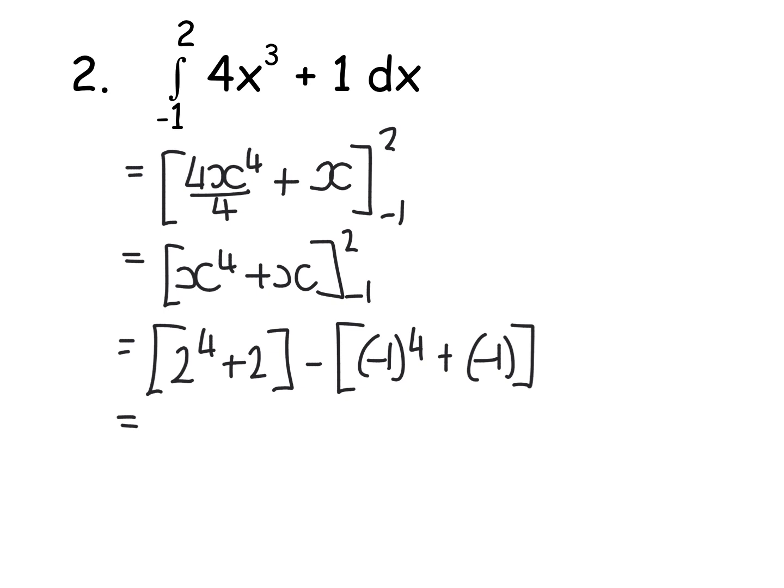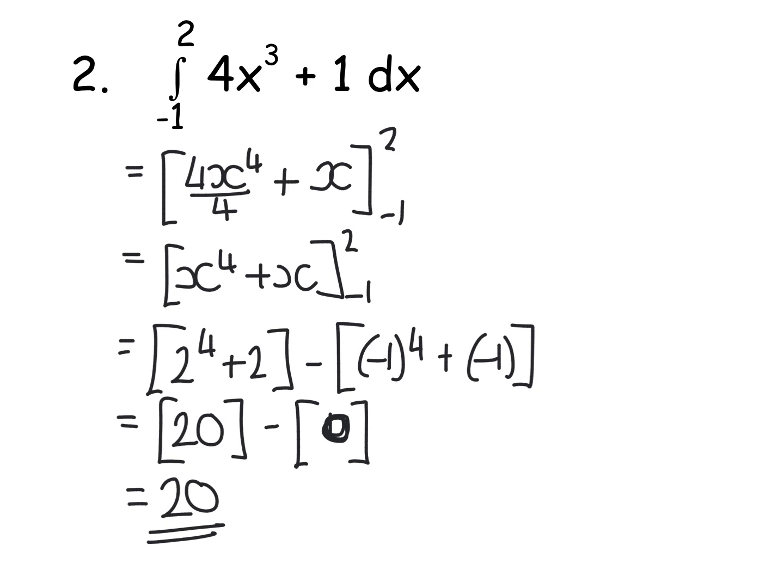2 to the power 4, I use my fingers, 2, 4, 8, 16. 16 plus 2 is 20, so the first bracket is just 20. Take away negative 1 to the power 4, it's an even power, so it's going to be positive 1. And then that's just take away 1, so that's just a big old 0 in this square bracket. So your answer is just 20.